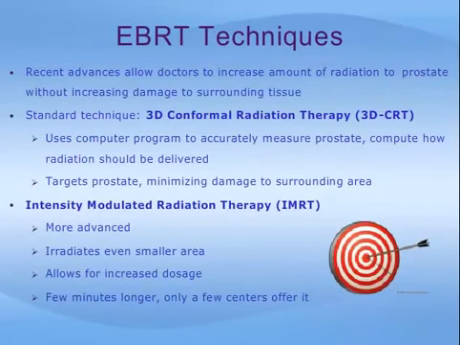Recent advances in radiation treatment allow doctors to increase the amount of radiation delivered to the prostate without increasing damage to surrounding healthy tissue. The standard technique for EBRT is called 3D conformal radiation therapy, or 3D CRT. This uses a computer program to accurately measure the prostate gland in 3 dimensions and compute how radiation should be delivered. Radiation is targeted as close as possible to the prostate, minimizing damage to normal adjacent tissue.